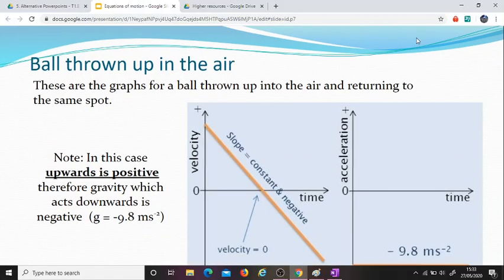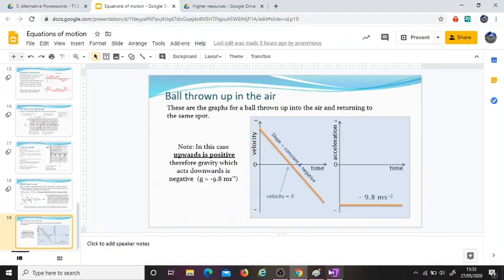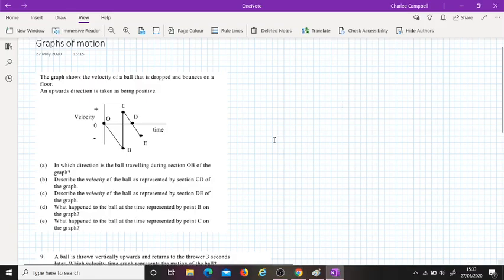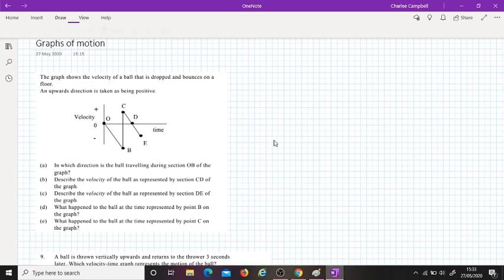So let's have a look at an example question then. This is actually from the tutorial book, questions 8 and 9. I'll go through these with you today, and then you can do them as part of the work set, or you can skip them, as long as you understand how to do them.